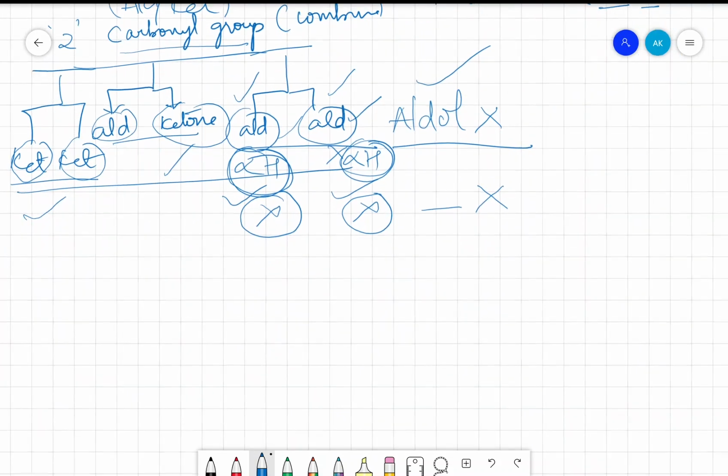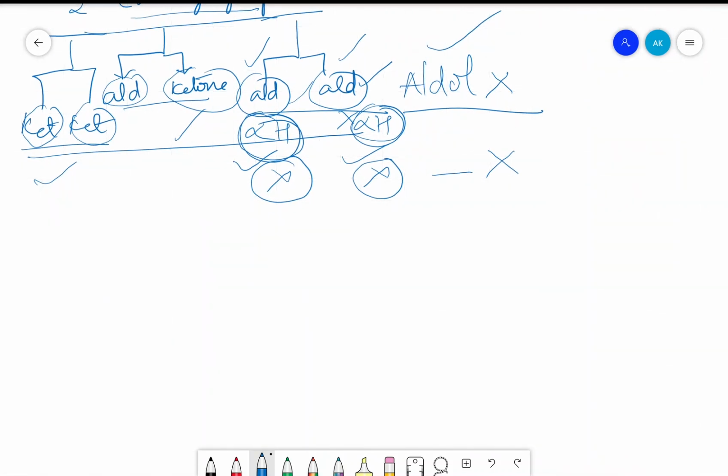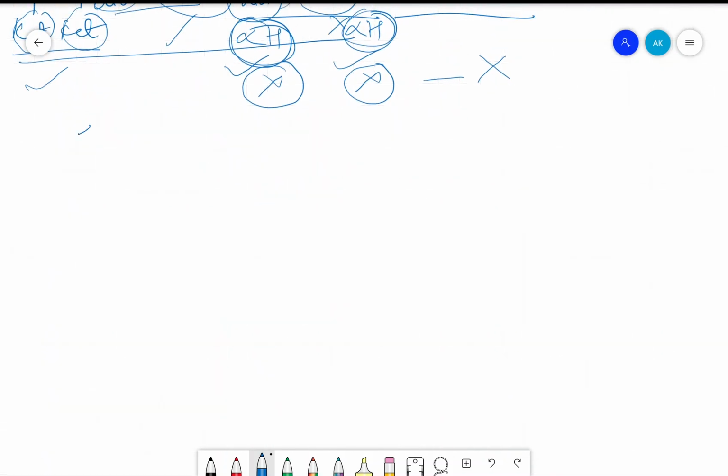The term aldol is derived from a combination of the words aldehyde and alcohol. The two functional groups are present in the product. The example for this particular reaction and the mechanism we are going to discuss now.